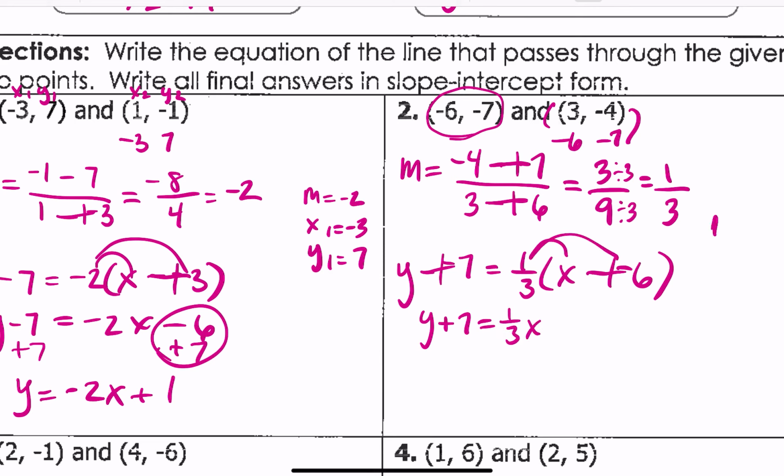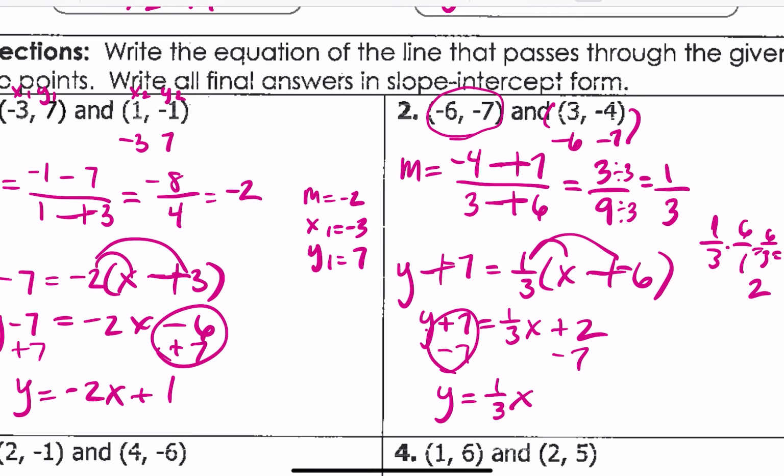So I got y plus 7 equals, I'm going to simplify over here with the distributive property, 1/3 x. And then what's 1/3 times 6? Well, it's 6 over 3 is 2, so plus 2. I still have some work to do because I gotta get y alone. I gotta subtract 7 from both sides, so this becomes a 0, so I get y is equal to 1/3 x, and 2 and negative 7 gives me minus 5.